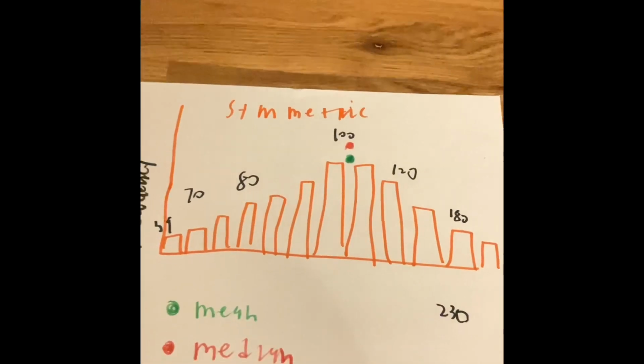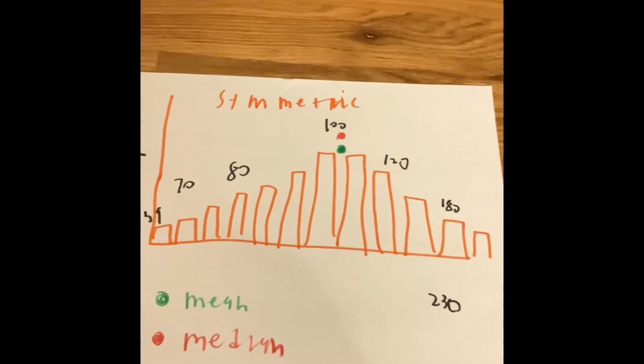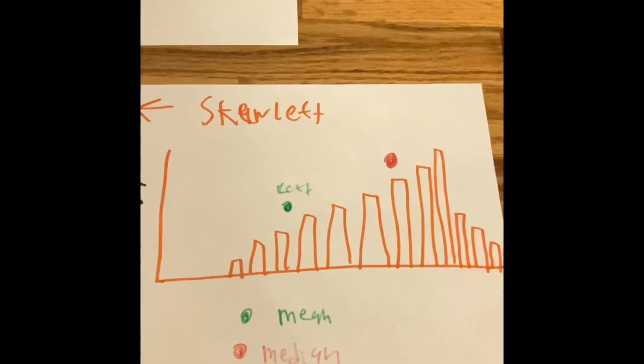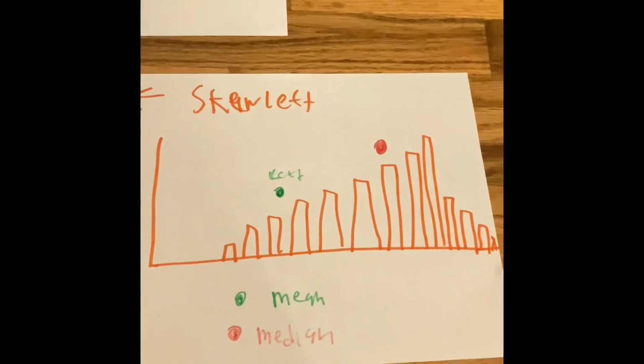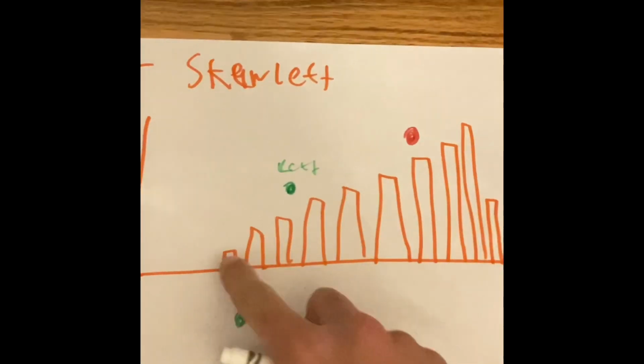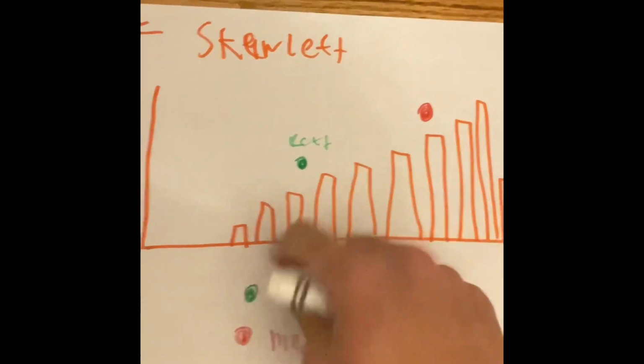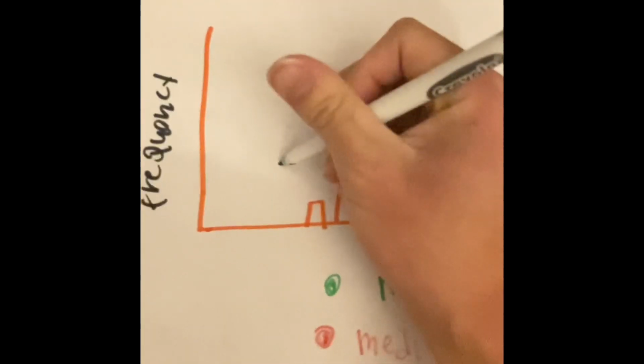Let's take a look at the next type of histogram, which is called a skew-left. A skew-left is another type of histogram, but the reason why it's called skew-left is because this part, which looks like the tail, is pointing directly left.